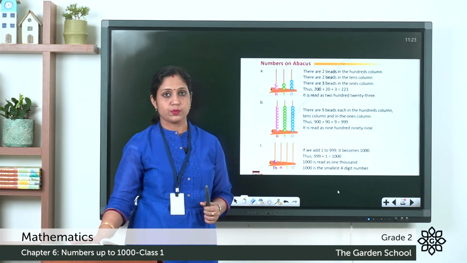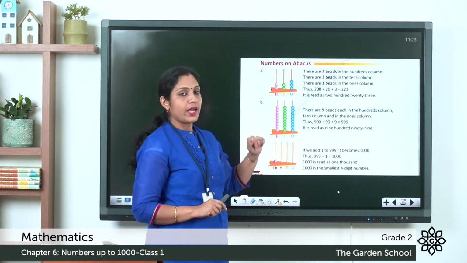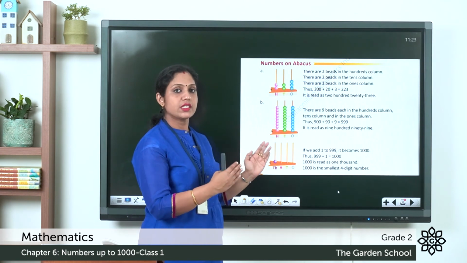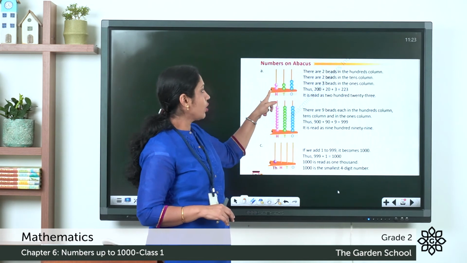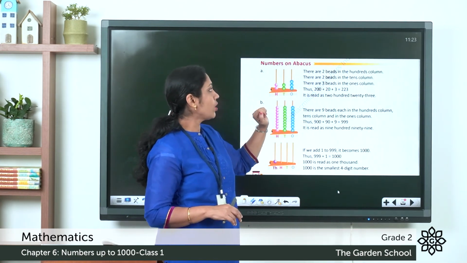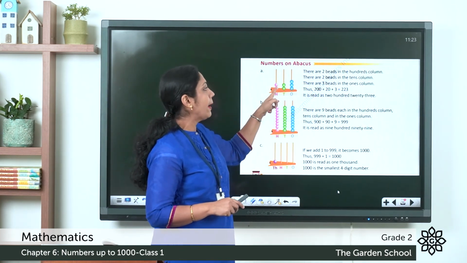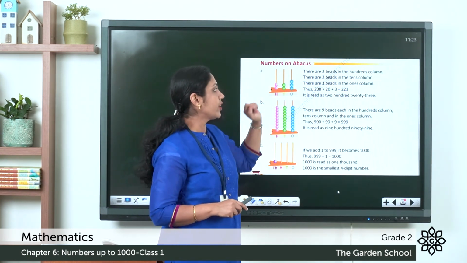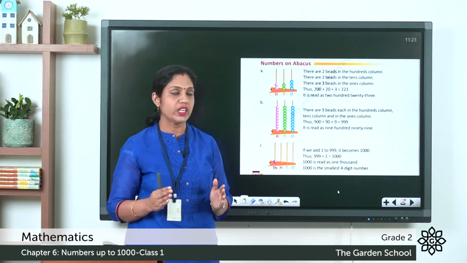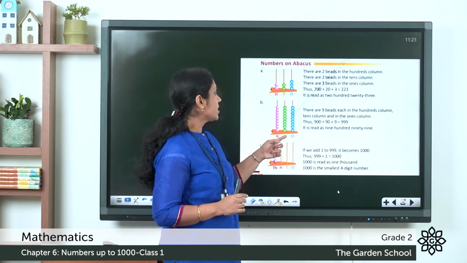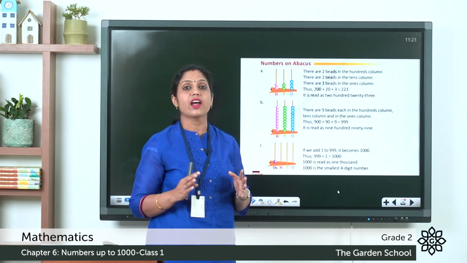This is there in your textbook, page number 78. So here you can see an abacus. Here also hundreds, tens and ones are represented. See the first one: there are 2 beads in the hundreds column, 2 beads in the tens column, and 3 beads in the ones column. So how can we write it? 200 plus 20 plus 3, and the number is 223. So how do we read it? 223. In the next one, you can see in the hundreds position, tens position and ones position, there are 9 beads.